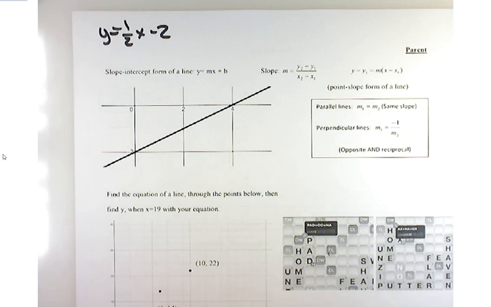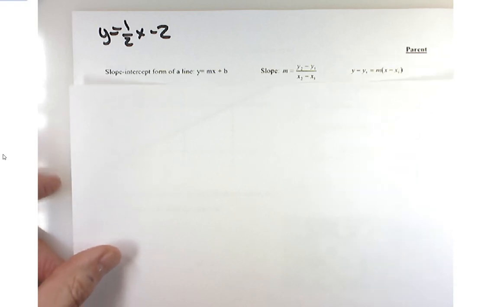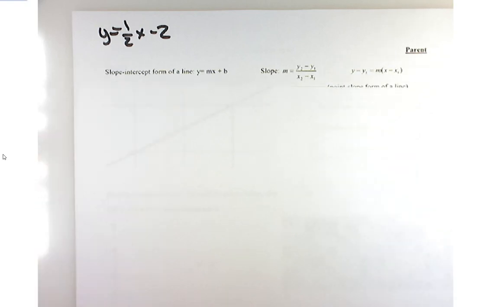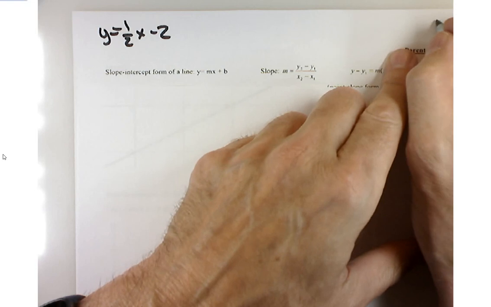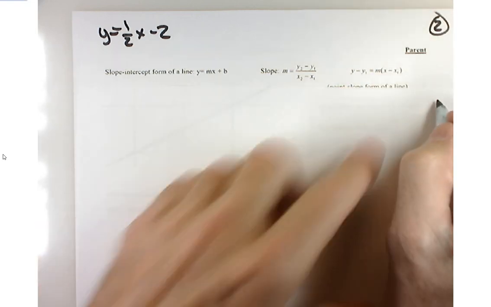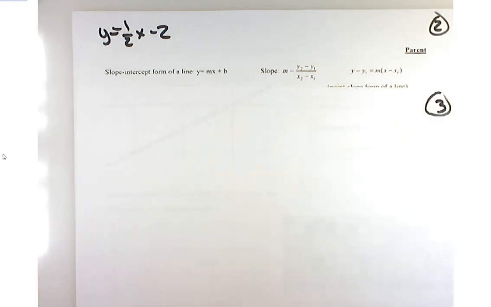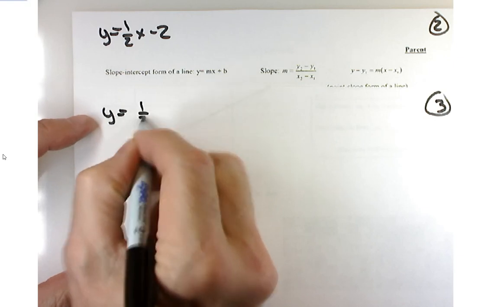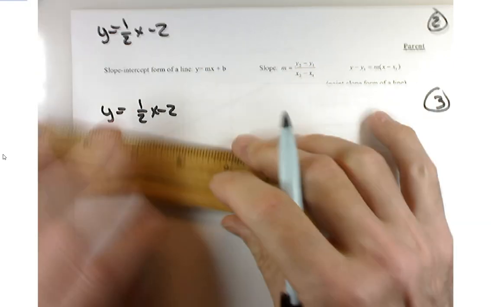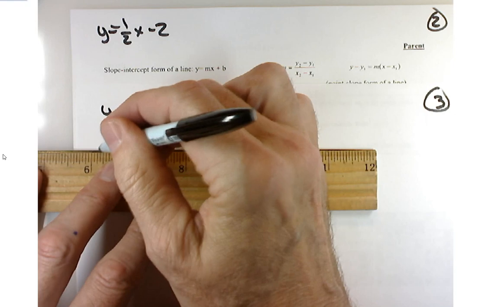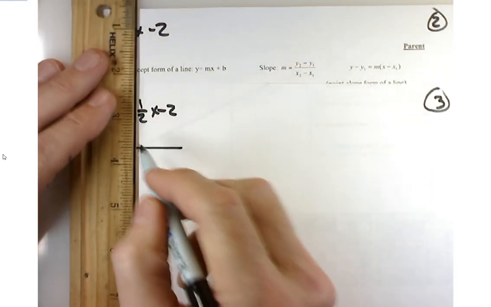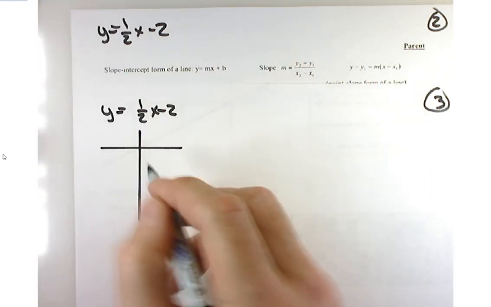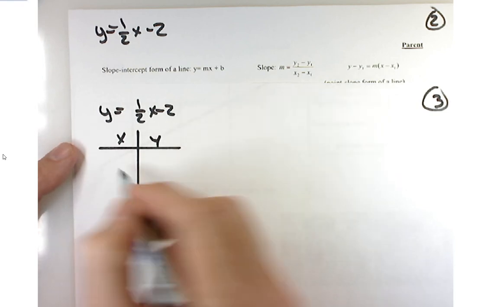Now, if you don't know what the graph is like, one of the things you could do would be to form yourself a little t-table and then just plot some points. So that's what we'll do. So we'll form ourselves a little t-table and plot some points. So we've got y equals 1/2 x minus 2. There's my little t-table here. X, y.